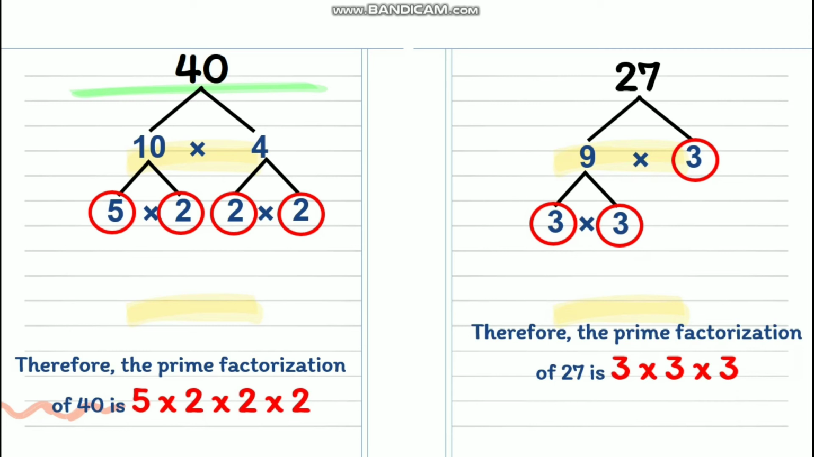Okay, just a trivia. It is called a factor tree because, as you can see, you can create something like a Christmas tree as you split the number into its factors.